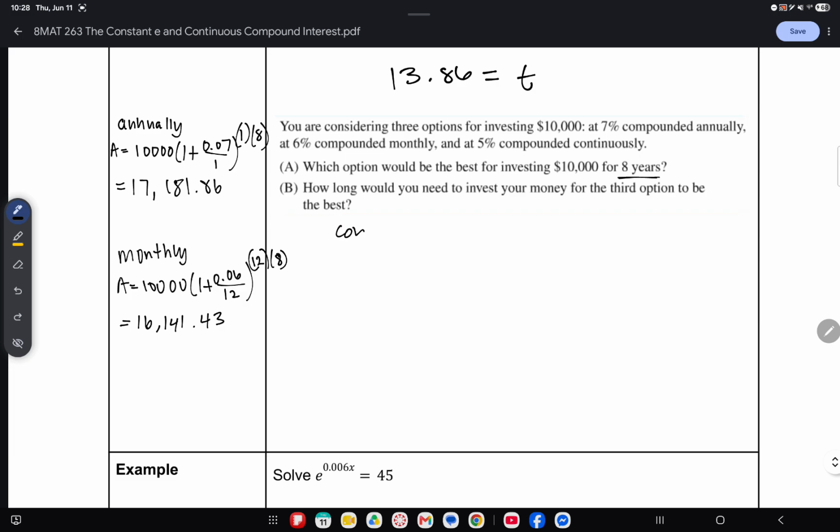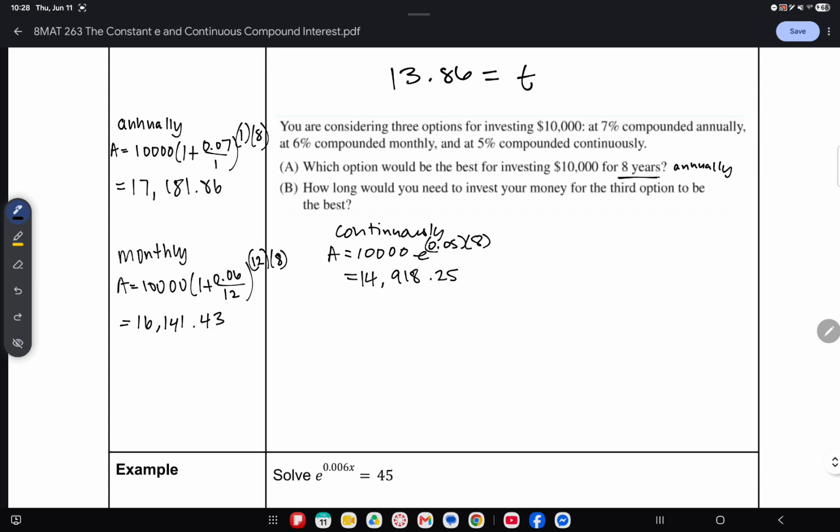Then let's do continuously. It's a different formula. That's PERT. This rate is 0.05. And this one, let's see, e to the 0.05 times 8 times 10,000 gives me 14,918.25. So which option is best for those 8 years given these situations? It's going to be the first one of annually.